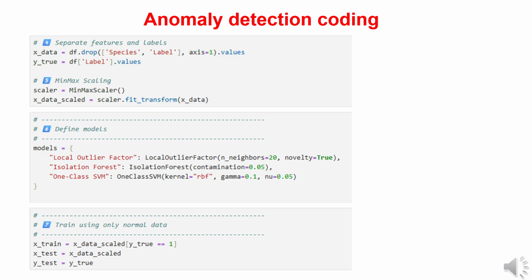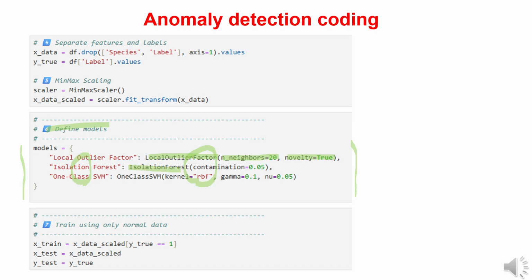Next, we define the models. We can organize the 3 models in a dictionary format, where the model name is the key and its corresponding hyperparameters are the value. For local outlier factor, which detects outliers based on the local density of data points, nNeighbors specifies the number of neighboring points to consider. We also set novelty equals true so that the model is trained only on normal data, allowing it to determine whether new data points are normal or outliers.